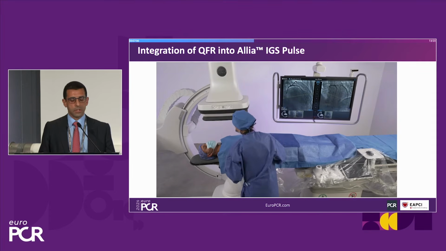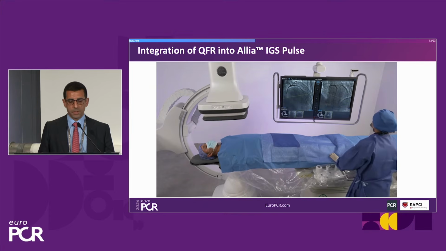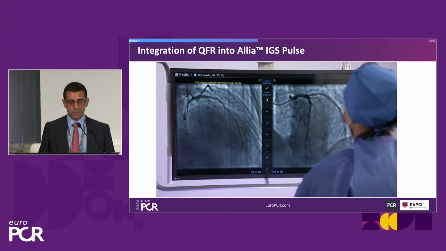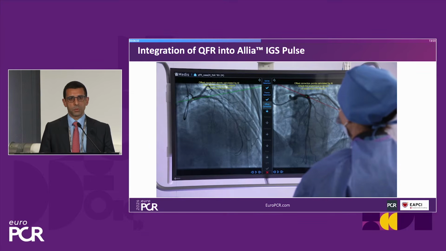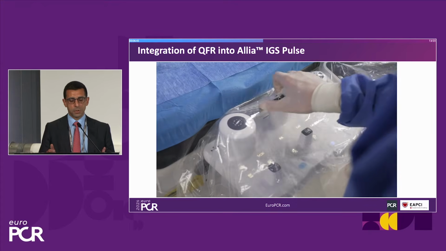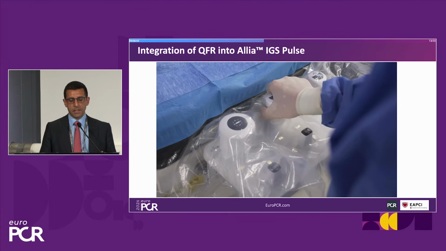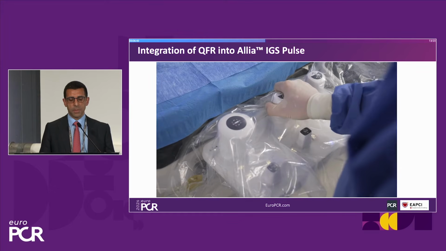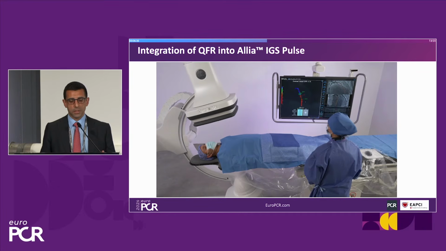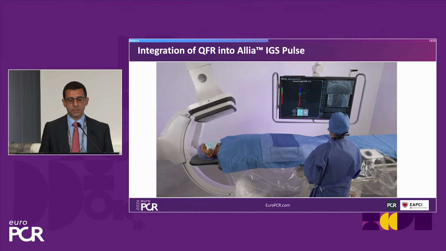But there is another feature which is interesting to me, which is the complete integration with the QFR, with the Allia machine. You see that we are in the cathlab, the patient is over there, so we acquired the two angios. We don't need actually to remove our gloves to go out of the room and make the calculation, but everything can be done inside the room, at the table, by using the mouse. And what is interesting is also that we may rotate the X-ray machine, and automatically, with the rotation of the X-ray, we see that the image is rotating as well.